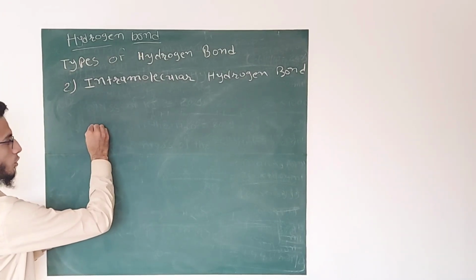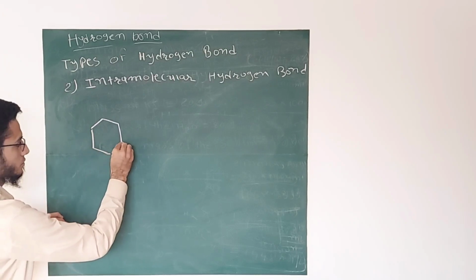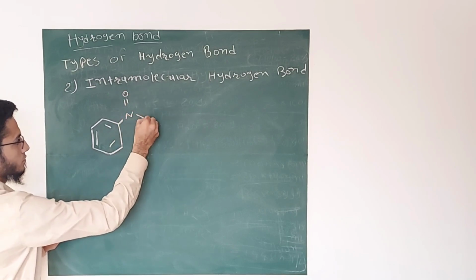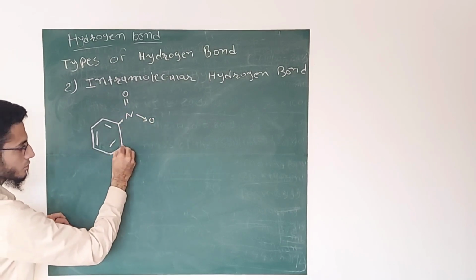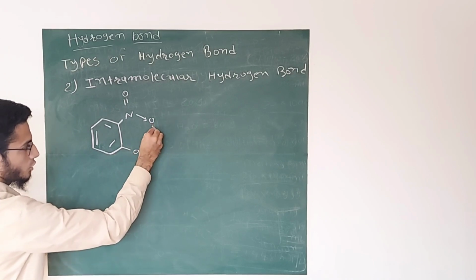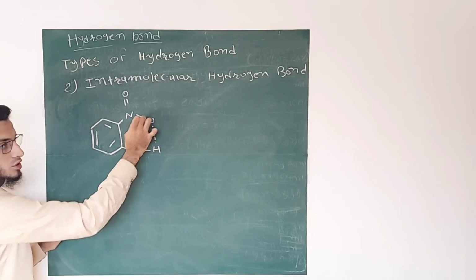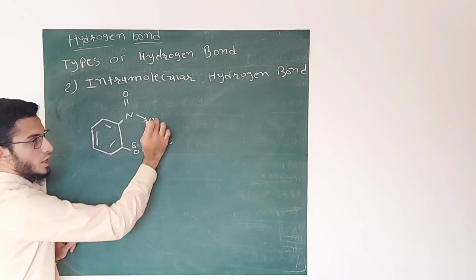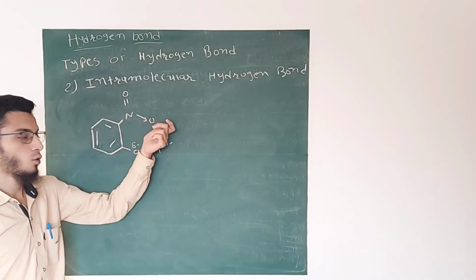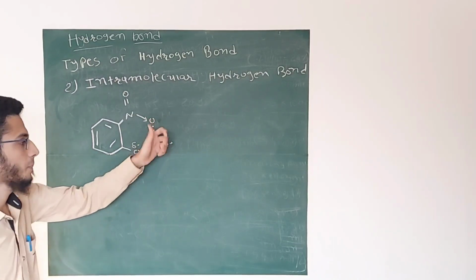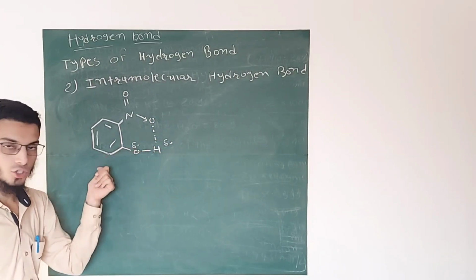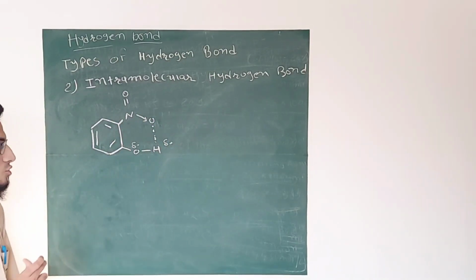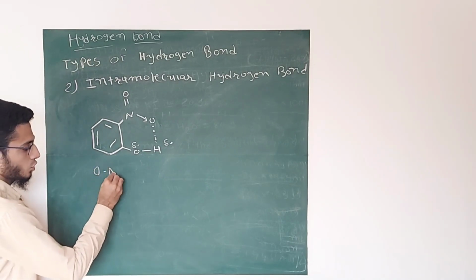The first is orthonitrophenol. Here you can see the electronegative atom, the oxygen. So the hydrogen has partial positive charge and here also there is partial negative charge on oxygen, because nitrogen and oxygen have more electronegativity. So the hydrogen atom in the molecule combined with the electronegative atom in the same molecule is known as intramolecular hydrogen bond. So it is the example of orthonitrophenol.